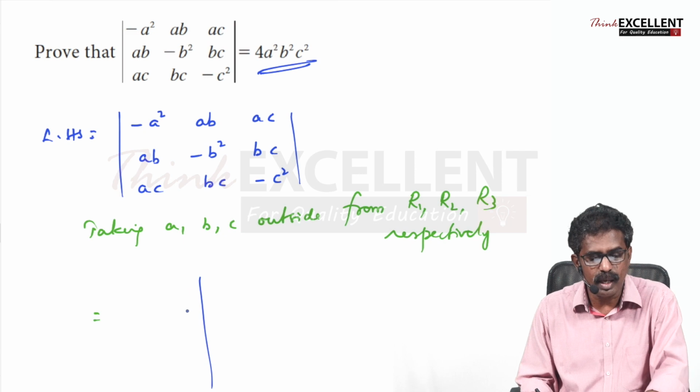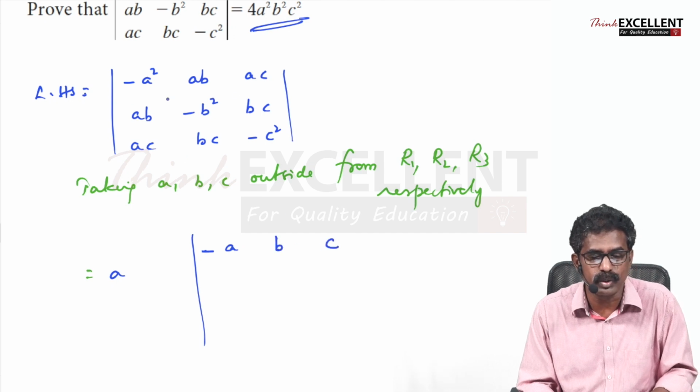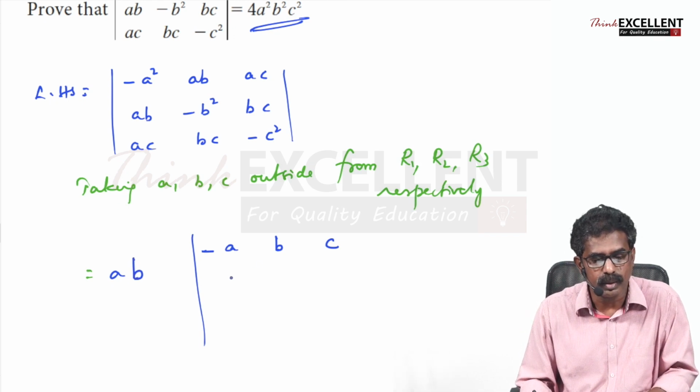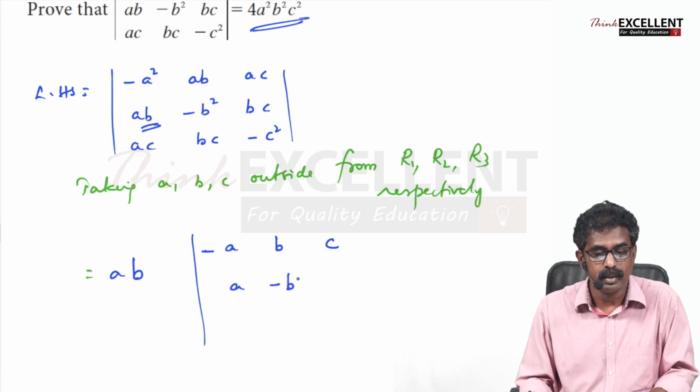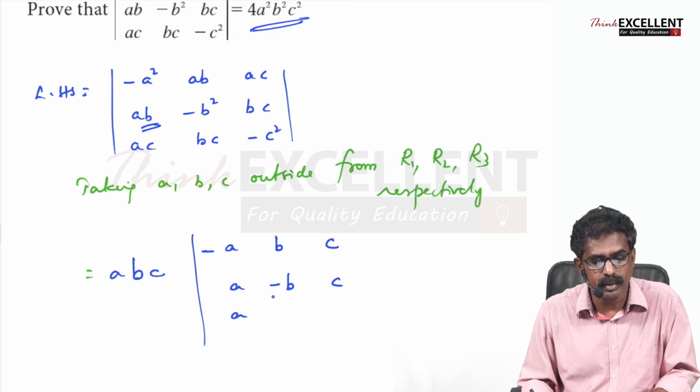This is the first row, I am taking A outside. So what is left out? Minus A, right? Minus A. Only B and only C, because from every term in the first row you take A outside. Second row you take B outside, so you get only that A. Minus B square, you take one B, so still one more B. Then B, you take out C. Third row you take C outside. So if you take C outside, A, B, minus C, right?